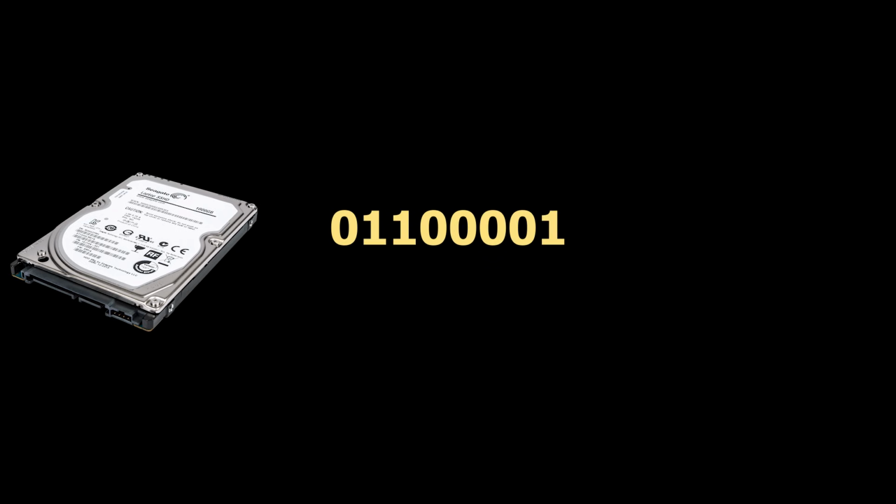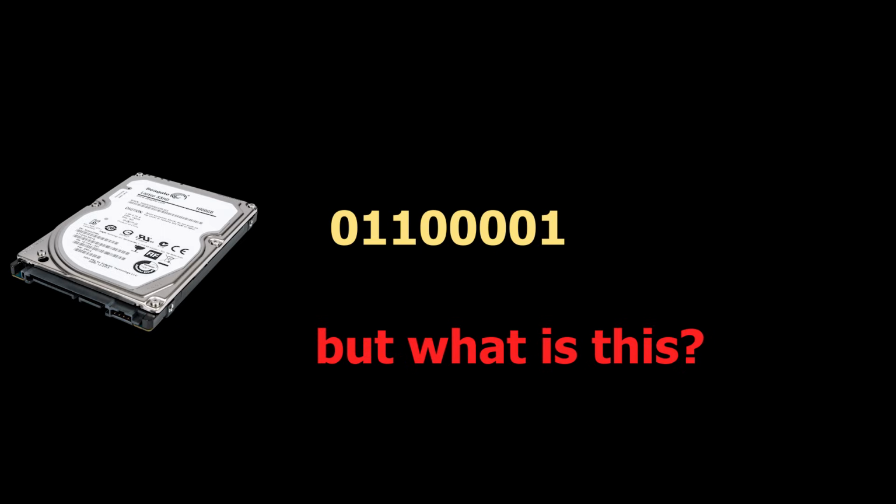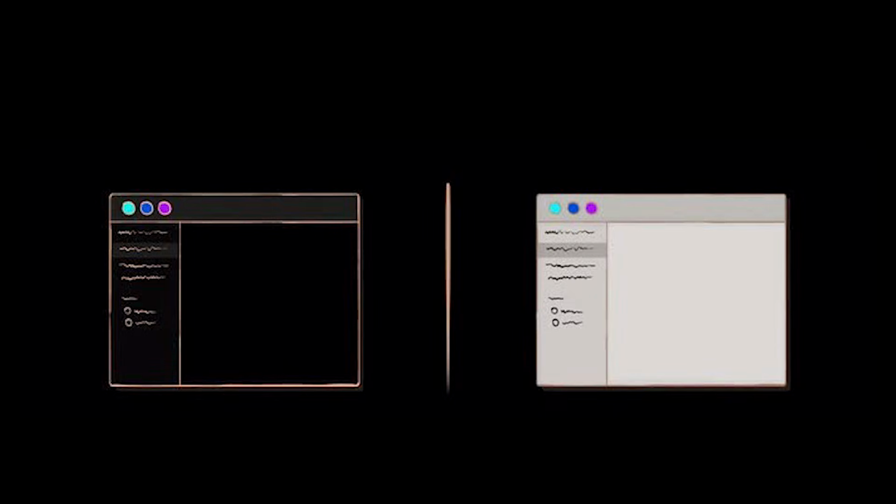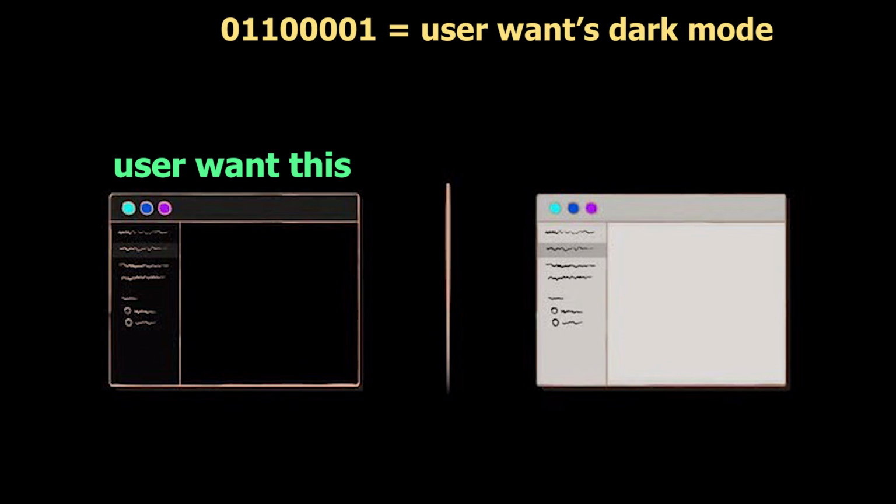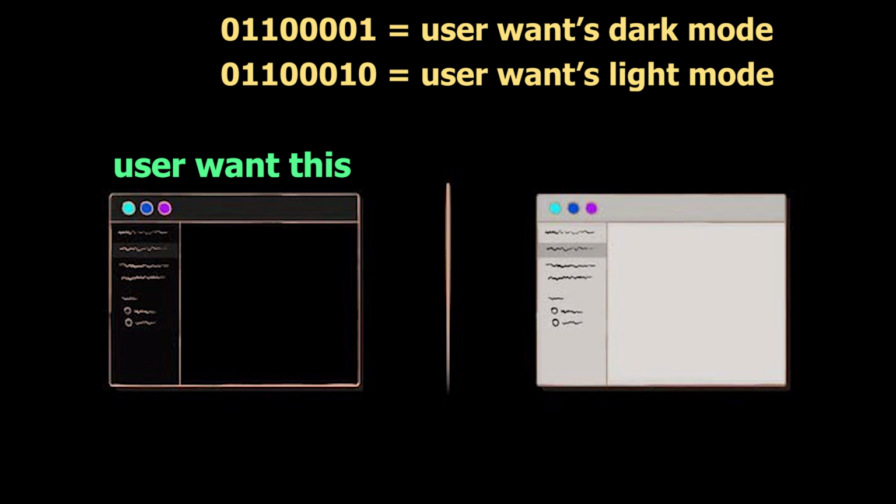Now, check this. This is the stuff that our computer understands, and we can save it on disk. But what is this? I don't understand it. We can give it meaning. Let's say I made software where the user can switch between dark and light mode. Now I want to store the user's decision so that the user doesn't have to manually switch every time. Now, let's assume this means the user wants dark mode, or this means light mode.